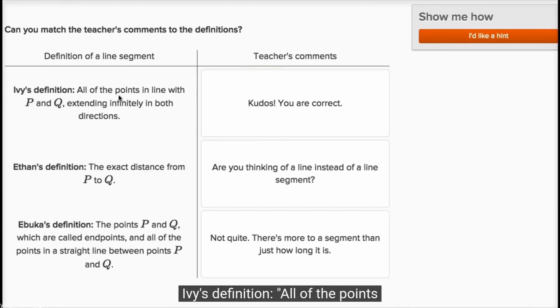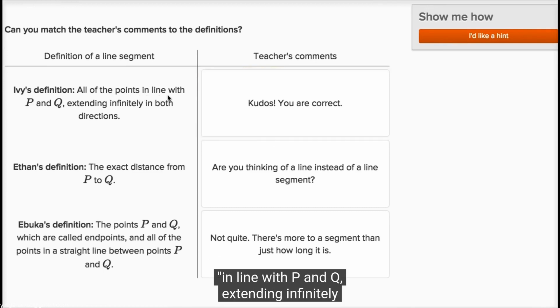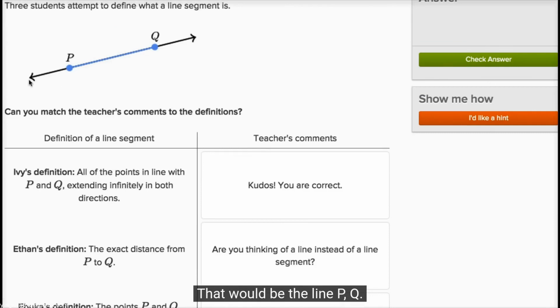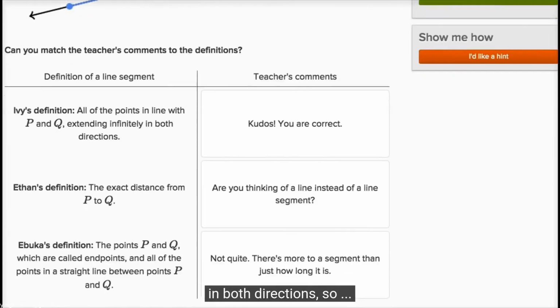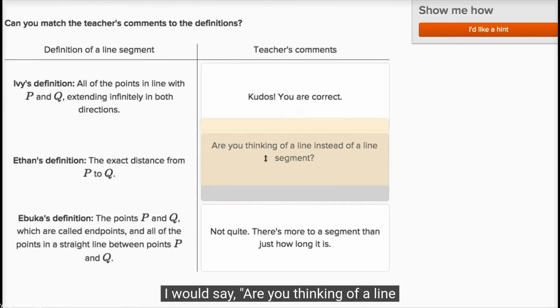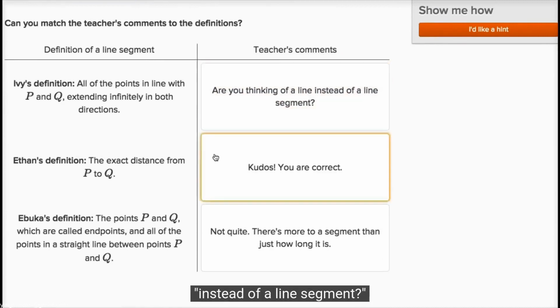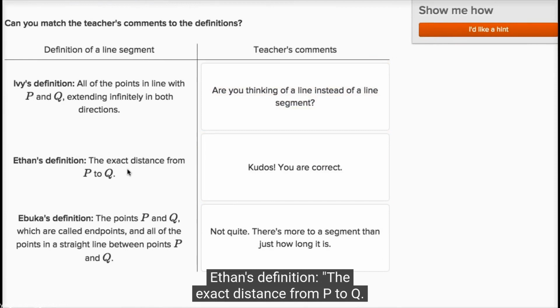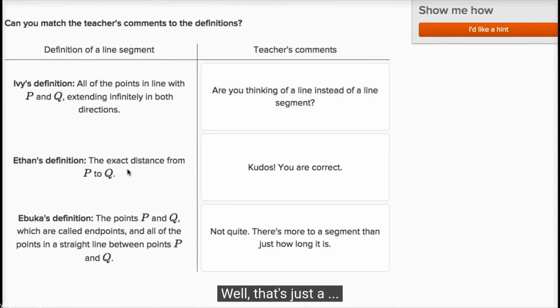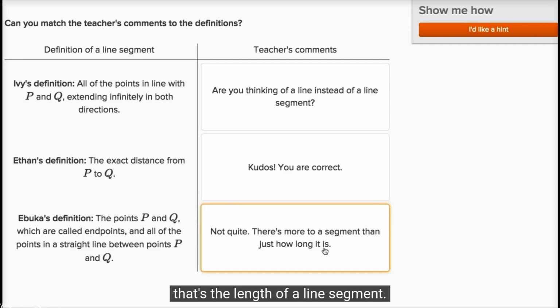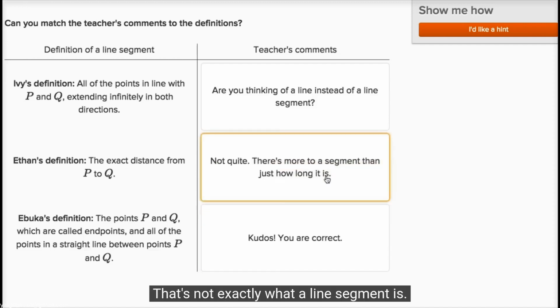Ivy's definition: all of the points in line with P and Q extending infinitely in both directions. Well, that would be the definition of a line. That would be the line PQ. That would be if you're extending infinitely in both directions. So I would say, are you thinking of a line instead of a line segment? Ethan's definition: the exact distance from P to Q. Well, that's the length of a line segment. That's not exactly what a line segment is.